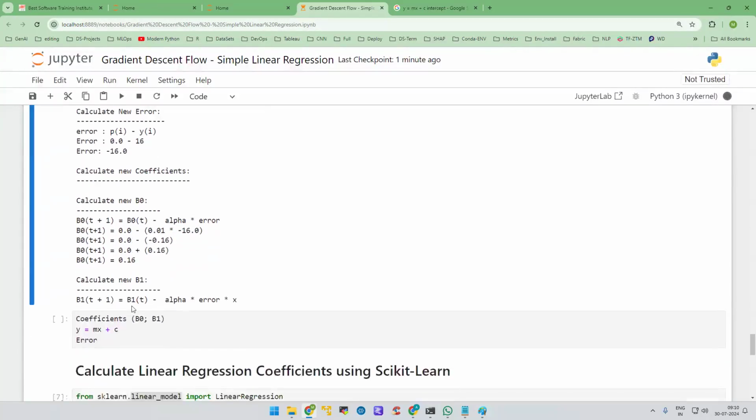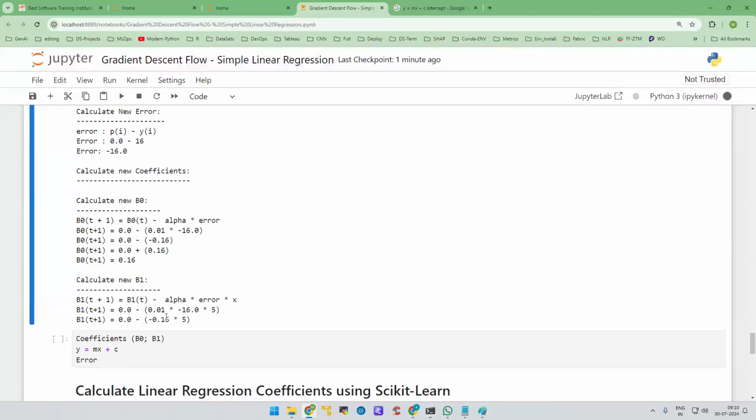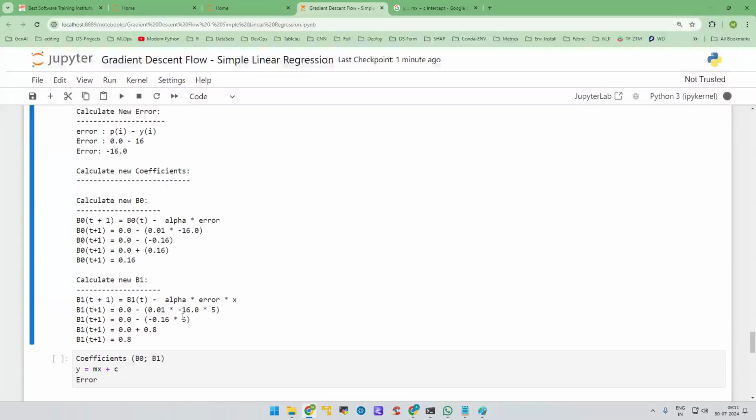The next step is finding B1. What is the formula for B1? New B1 is old B1 minus alpha into error into X. We need to multiply by the input as well. So it's 0 minus 0.01 into minus 16 into 5, where 5 is the input of the first row. So we got 0.8. The new B1 is 0.8.